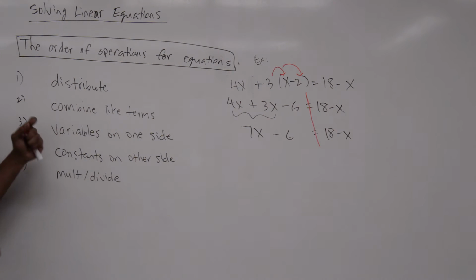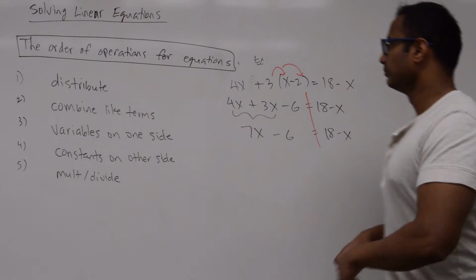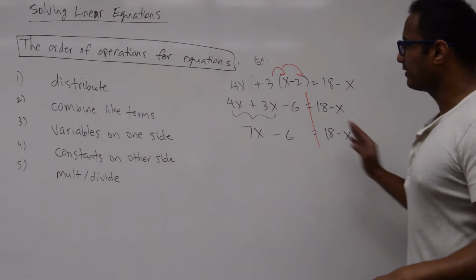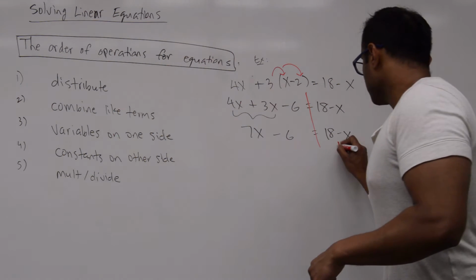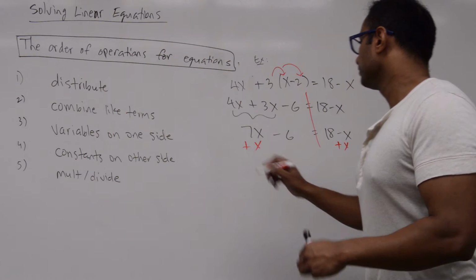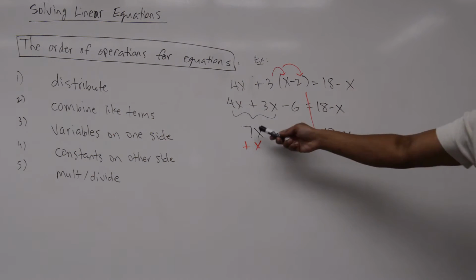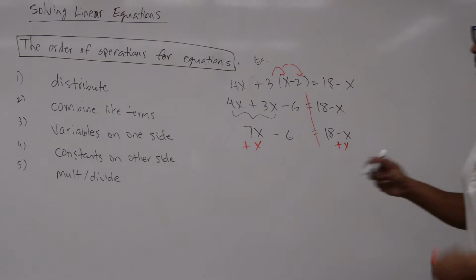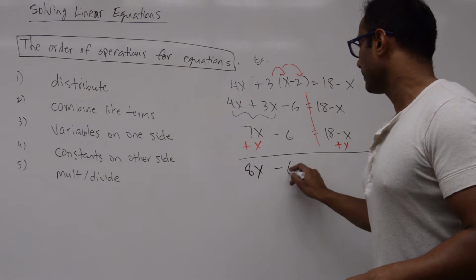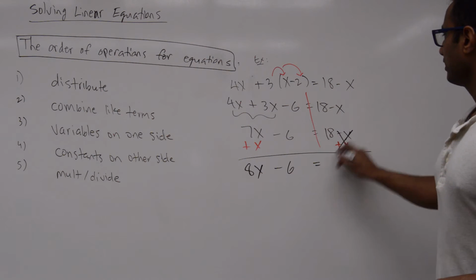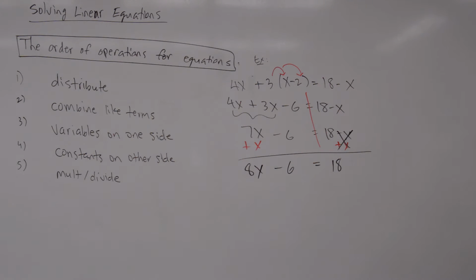Third step is you move all the variables to one side. Now for equations, it doesn't matter which side you move it to. You can move the 7x to the right or the negative x to the left. Since it might be easier just to keep things positive, I'm going to move the negative x to the left side by adding it. Because it's negative x, we do the inverse operation and we add. Okay, so 7x plus x is 8x, minus 6 equals; negative x and positive x cancel each other out, which gives you 18.